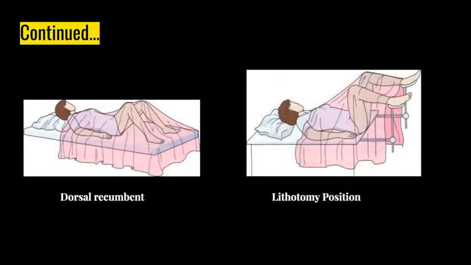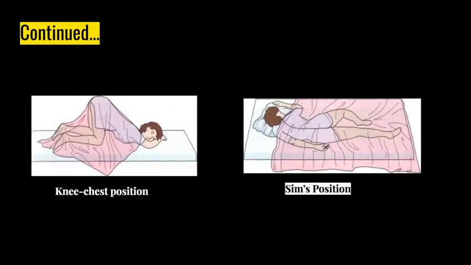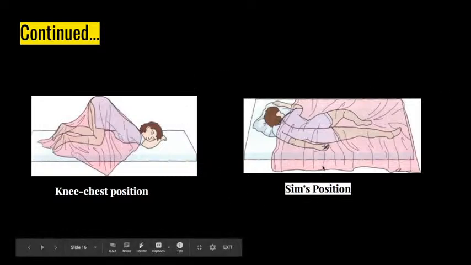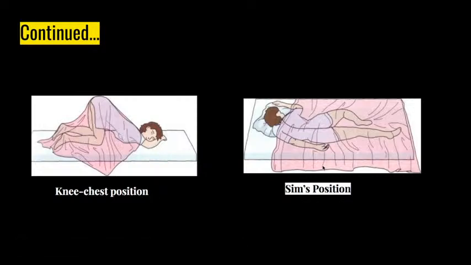There are also two commonly modified prone positions. In the knee chest position, the patient is facing down with his or her legs bent and the buttocks pushed up. And this is the Sims position, where the person lies face down or on his or her left side with the arm behind the back and the left knee bent.